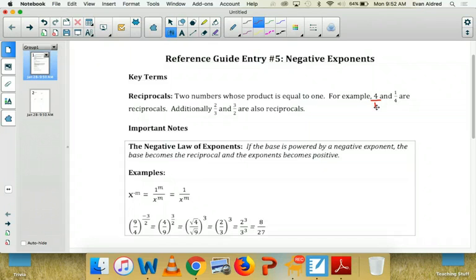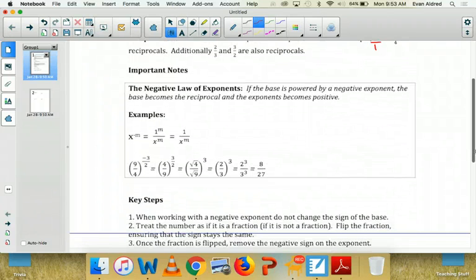Now, the new material that we're getting into ties into reciprocals. Otherwise, we probably wouldn't have defined it at the start of the reference guide. So this new material ties in with the negative law of exponents, which tells you that if the base is powered by a negative exponent, the base becomes its reciprocal, and the exponents become positive. So if we look at what's in the box here in terms of examples, we can see that come into play. So if you have something like x to the negative m, that's the same as saying 1 over x all to the power of positive m, or 1 to the power of m over x to the power of m, which would be 1 over x to the m.